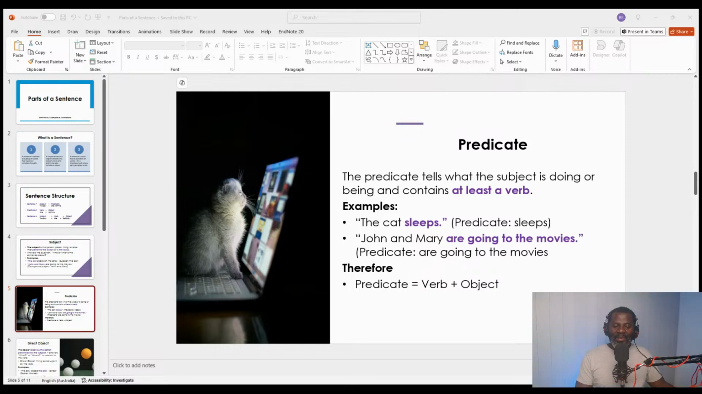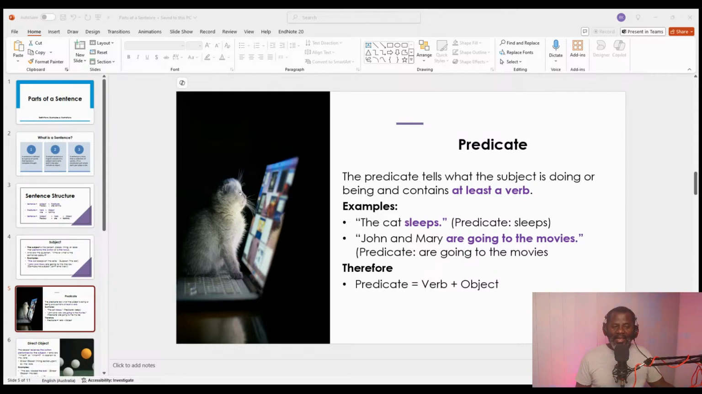The sky looks blue. So the sky is the one that looks blue. Firstly, the sky is the subject and it is the one that looks blue. Therefore, blue is the subject complement.